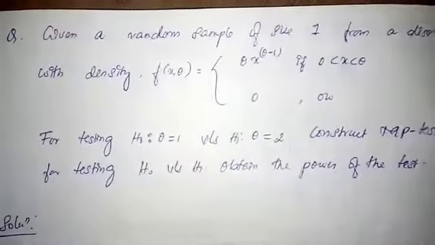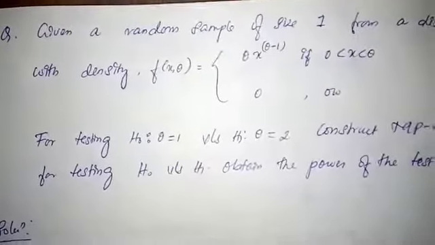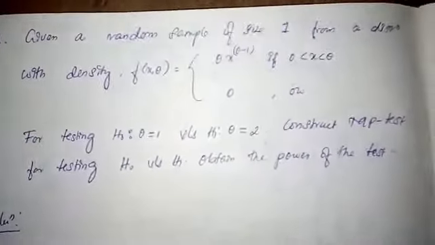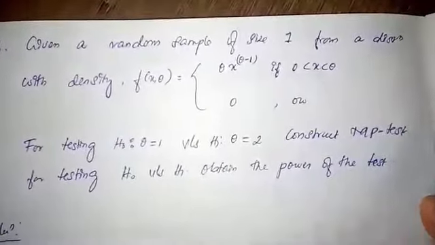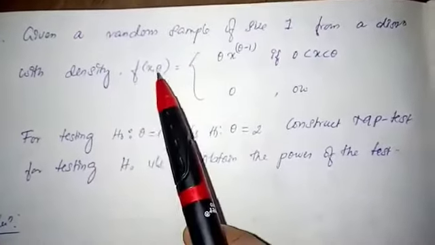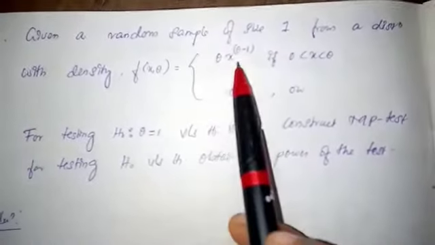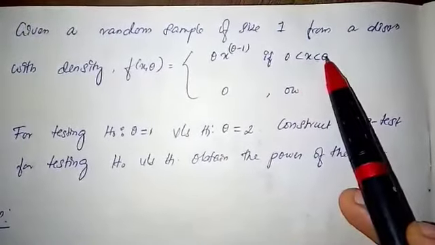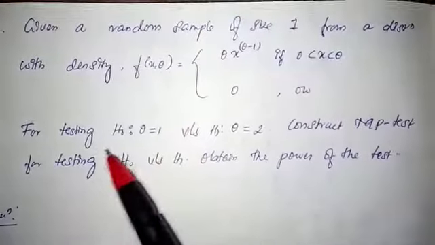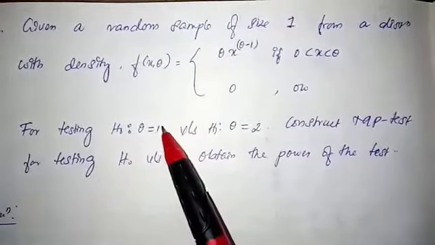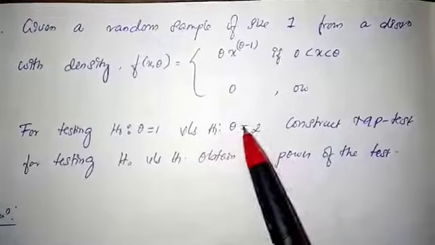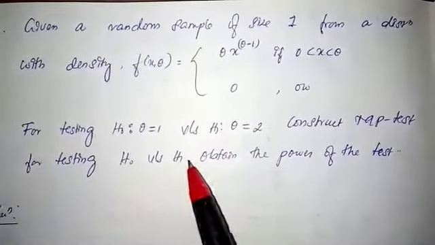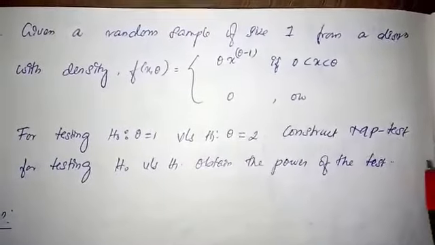Okay, next we will go into solving one problem, and here the question is: given a random sample of size 1 from a distribution with the density f(x; theta) equal to theta times x to the power theta minus 1 if 0 less than x less than 1, 0 otherwise. For testing H0: theta equal to 1 versus H1: theta equal to 2, construct the most powerful test for testing H0 versus H1. Obtain the power of the test.